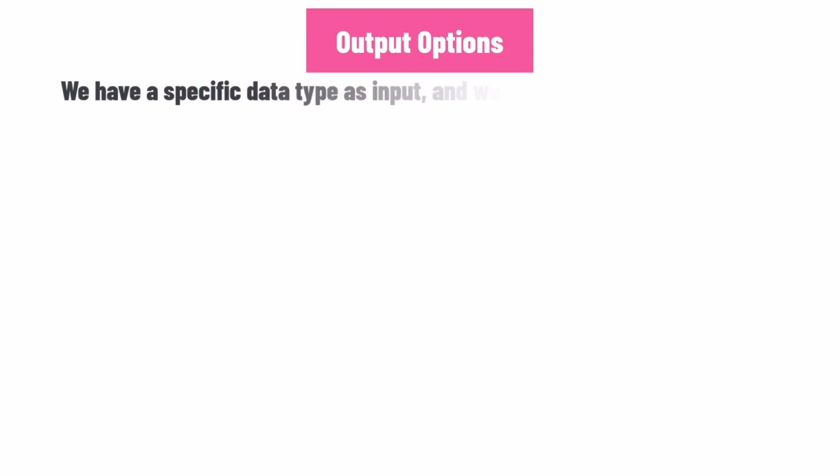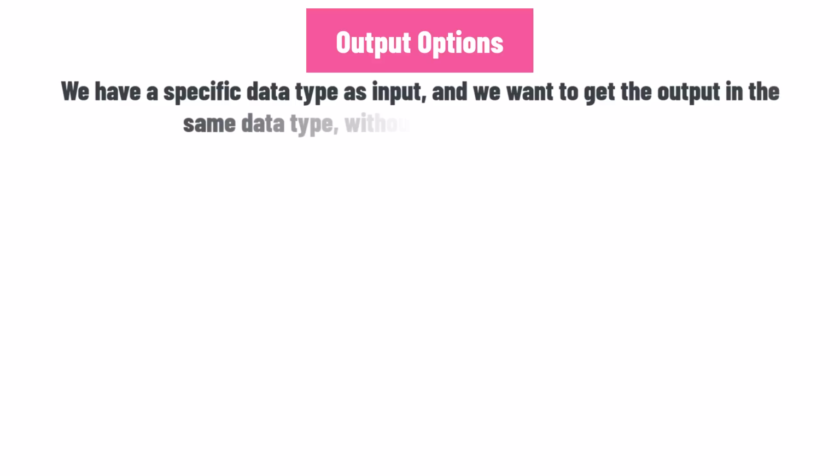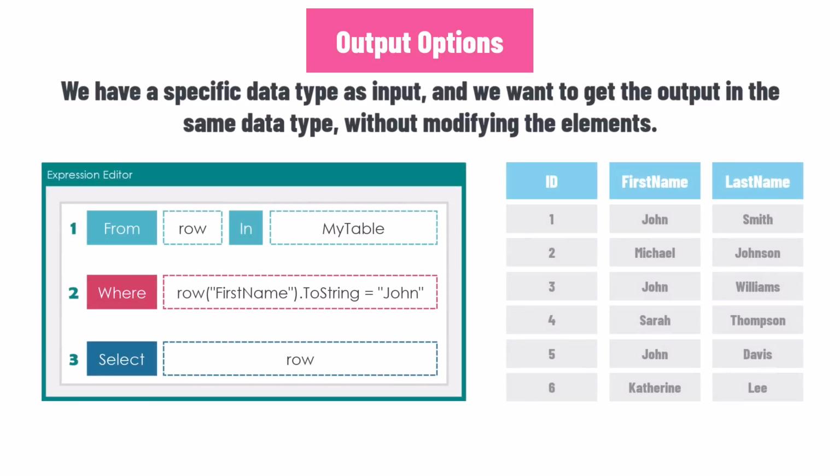The first one is that we have a specific data type as input, and we want to get the output in the same data type, without modifying the elements. This means I am only filtering the data, without doing any modifications. For example, the following query and the following table. Here I am filtering a data table to get only the rows where the first name is equal to John.